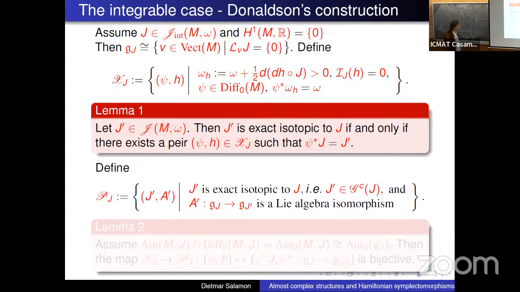That's the first observation. And then the second observation is the construction slightly more general, because here I'm not assuming that Gj is trivial. So if Gj is non-trivial, then you get a Lie algebra bundle over the exact isotopy class of J. For each J prime, you have a Lie algebra Gj prime, which in this integral case happens to be the space of holomorphic vector fields. And then you can consider this space of all kind of the frame bundle of this Lie algebra bundle, which is a space of all pairs where J prime is in GC of J, and A prime is a Lie algebra isomorphism from Gj to Gj prime. And that's a kind of frame bundle.